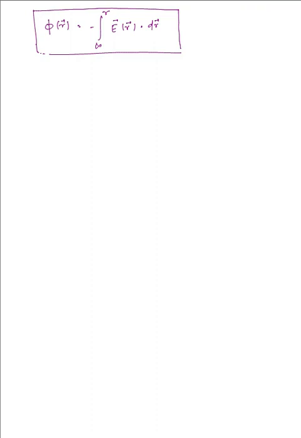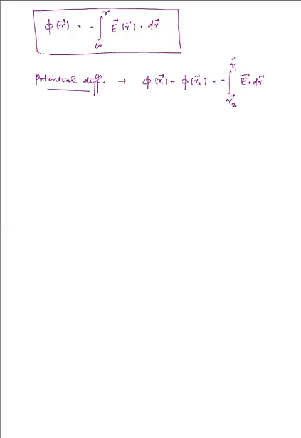The curl of the electric field going to 0 always tells us that the electric field is irrotational. Fields which are irrotational have their curl equal to 0, and that is the case with the electric field as well.